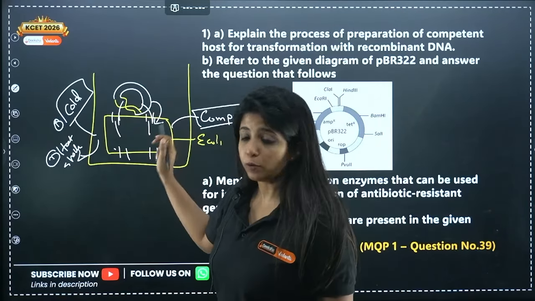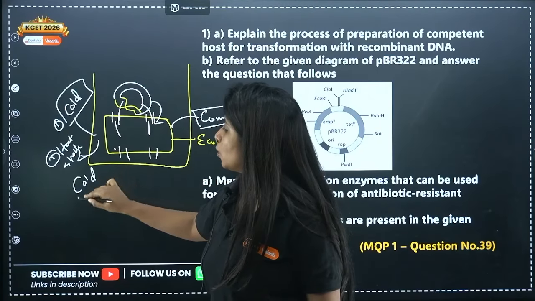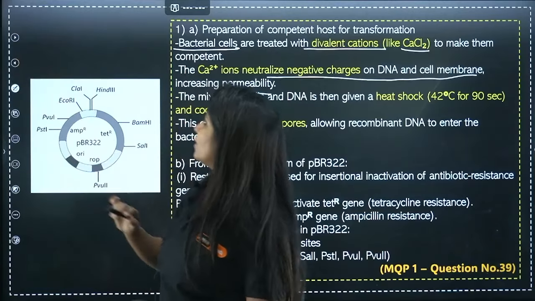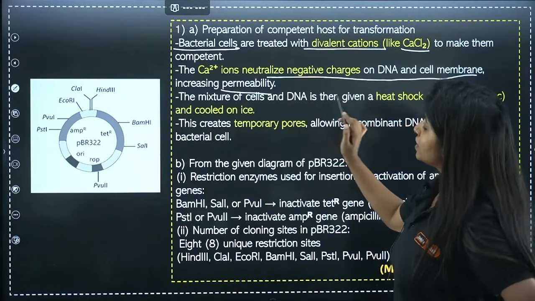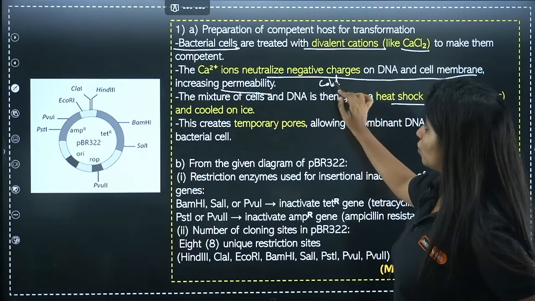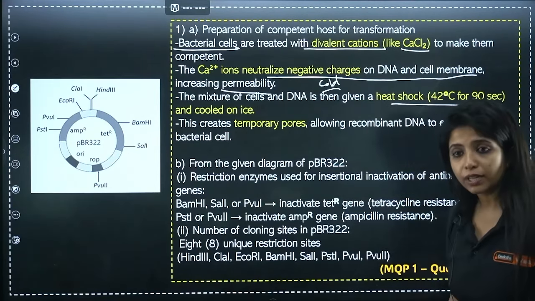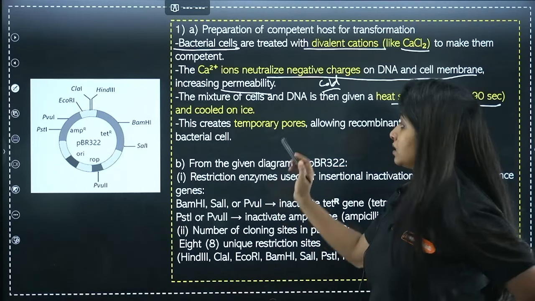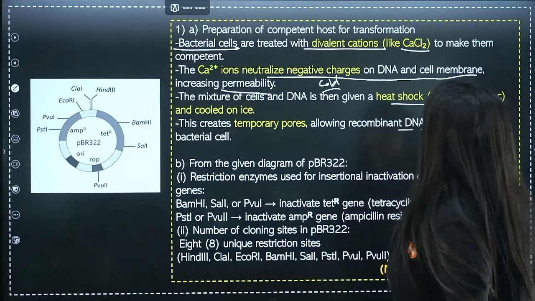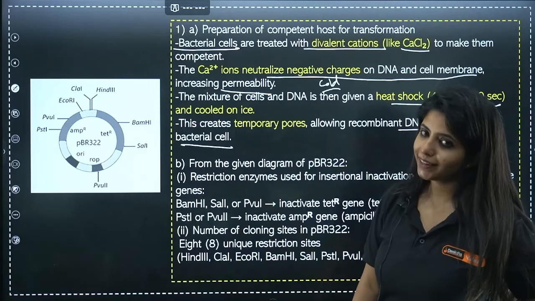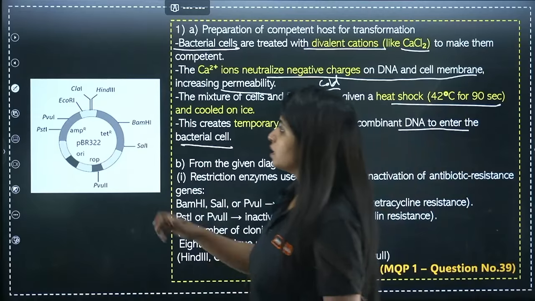Again, you need to close these pores. What do you do? You put it inside cold medium. So cold, then heat shock, then cold. You do that, and then, my dear children, everything is sealed up. The mixture of cells and the DNA is given heat shock. Before that, you treat it with cold medium, then heat shock at 42 degrees Celsius for 90 seconds, and then it is cooled on ice. This creates temporary pores, allowing recombinant DNA to enter the bacterial cells. Okay, done. This is how you make the cells competent.